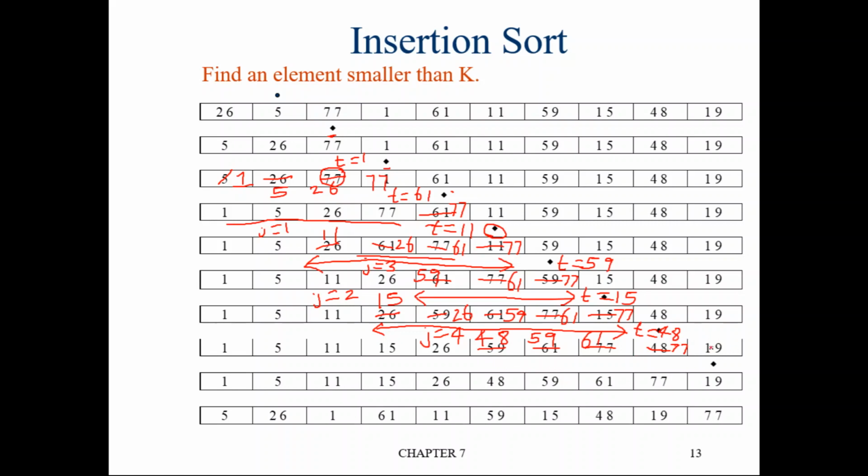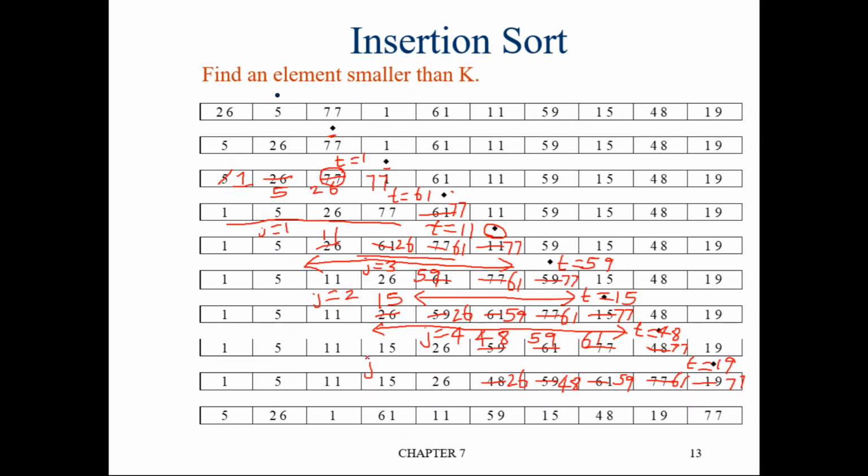Now at last we have 19. This is t is equal to 19. When t is equal to 19, 77 is greater than 19, the previous element. So this will be replaced with 77. Next 61 is greater than 19, so this will be replaced with 61. Next 59 is greater than 19, so this will be replaced with 59. Next 48 is greater than 19, so this will be replaced with 48. Next 26 is greater than 19, so this will be replaced with 26. Next 15 is less than 19, so it will stop here.